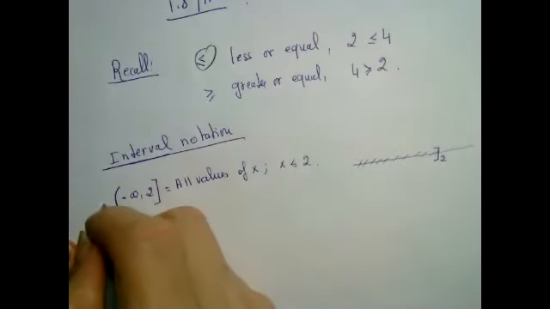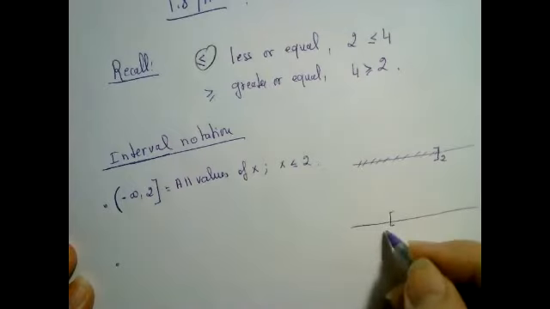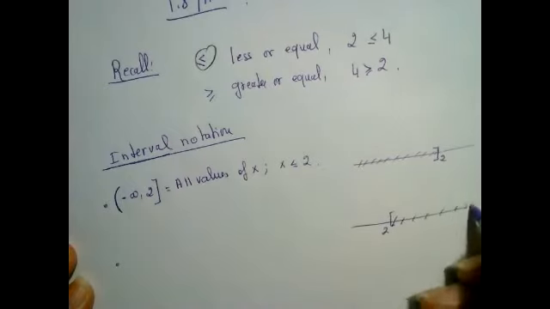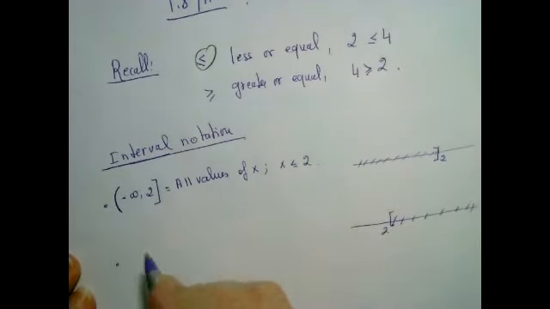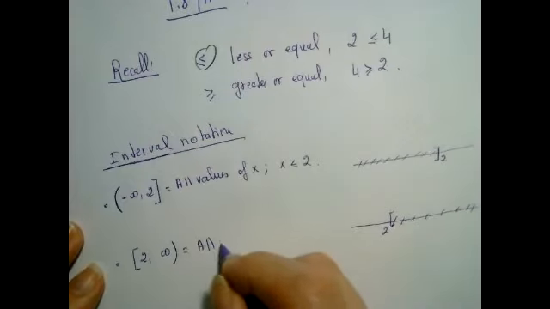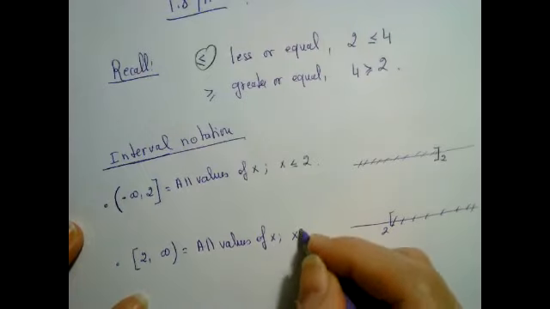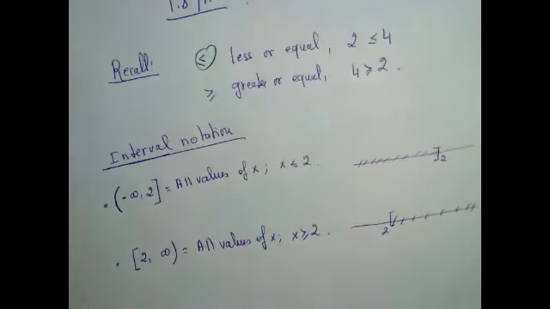Okay, now another notation. Suppose I want to describe everything larger than 2. The notation we use is 2, plus infinity, or sometimes you don't have to put plus. This represents all values of x such that x is larger or equal to 2. So if you want to tell me every x bigger or equal to 2, you can use this interval notation. You tell me everything less or equal to 3, you can use interval notation.